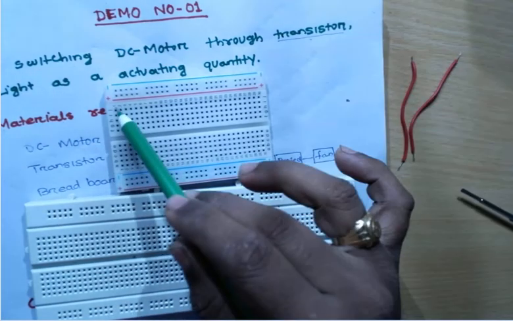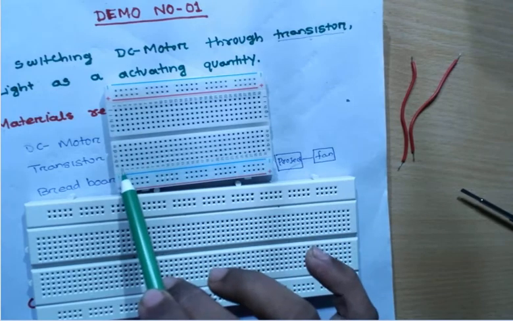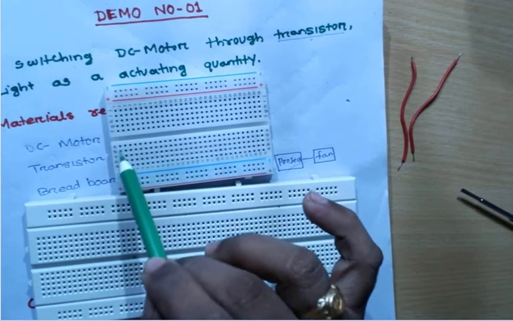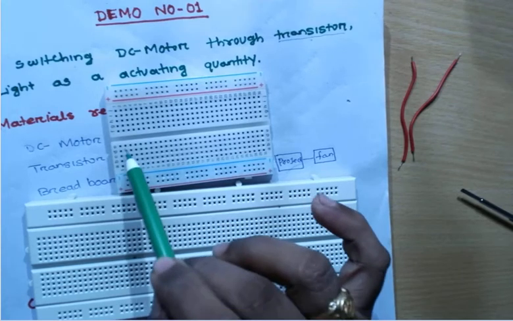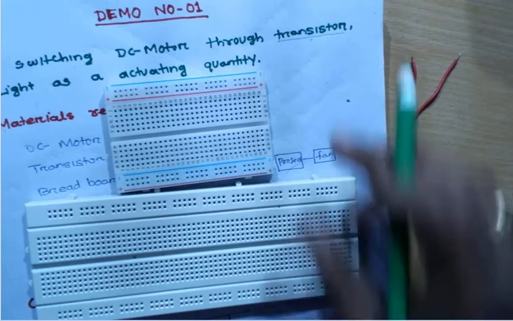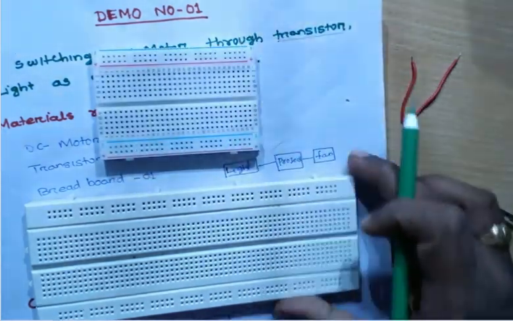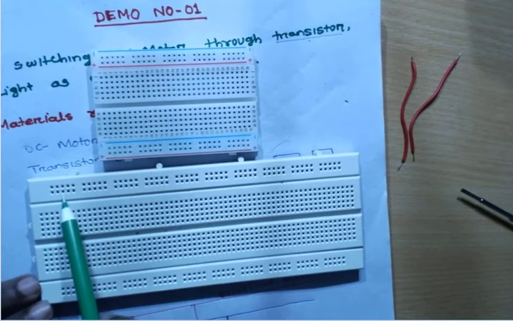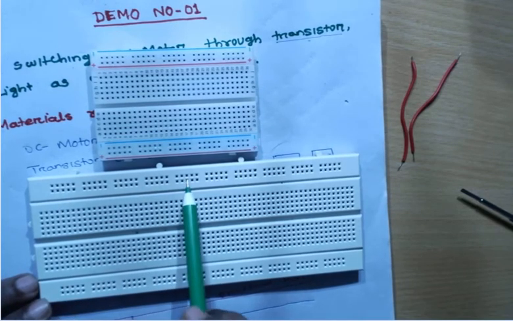Okay, these 5 points only, not this 5. This 5 is internally connected. Likewise, this 5 is internally connected, and this 5 is internally connected. Yes, this is called a breadboard. What is the difference between above and below? In the below, only these 5 are internally connected: 1, 2, 3, 4, 5.